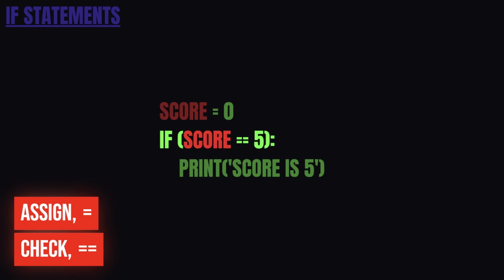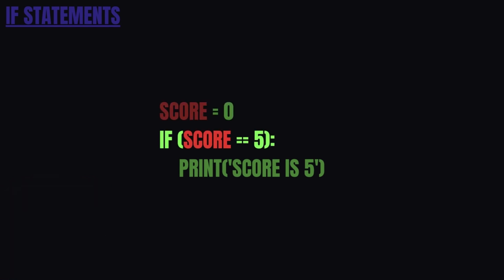Remember that only 1 equals is used to assign something, and 2 equals is used to check something. For example, we have used 1 equals to assign 0 to score. And we have used 2 equals to check if score is equal to 5.